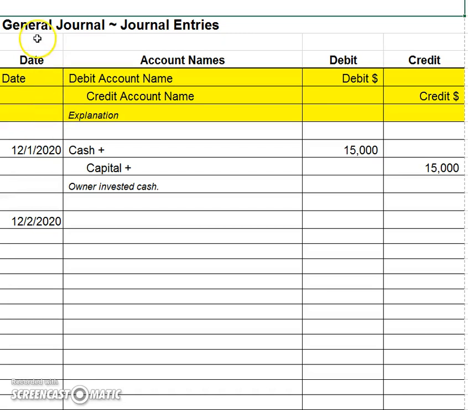So, first of all, what is a journal? A journal is just where we prepare or record the journal entries. Here is the standard format for all journal entries.